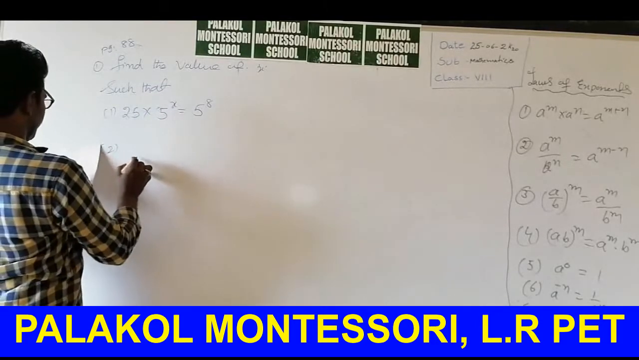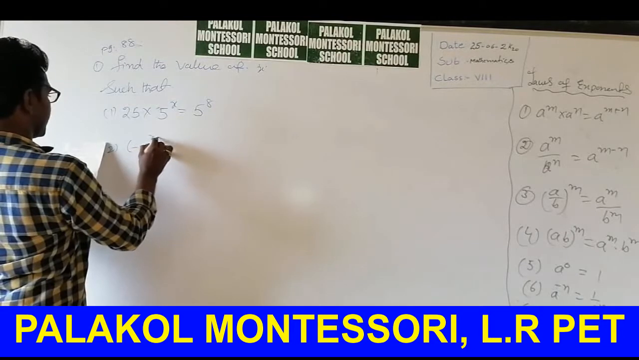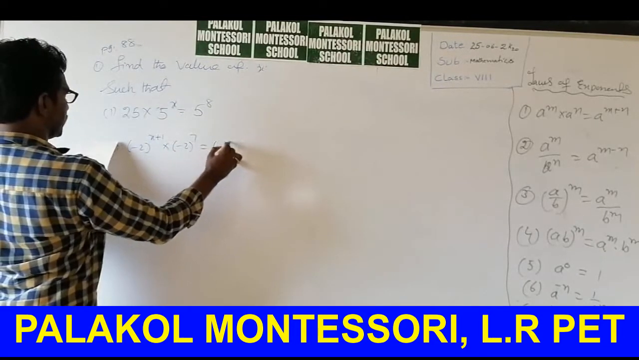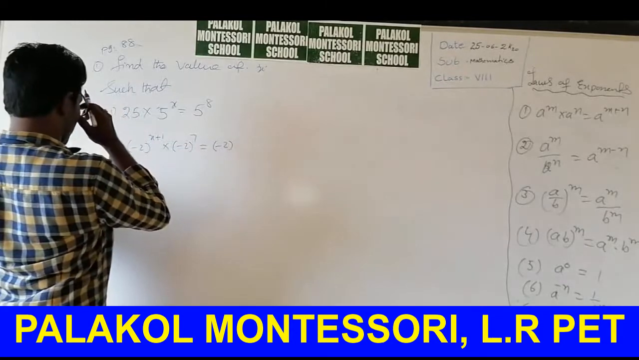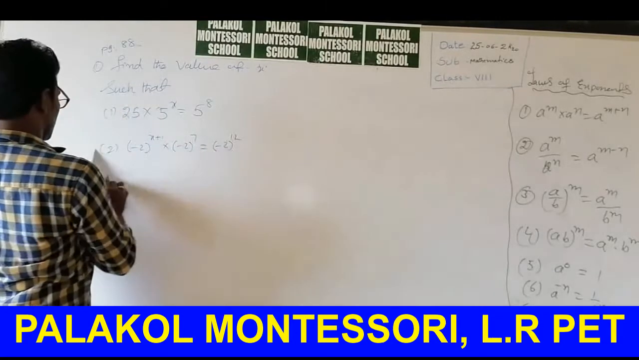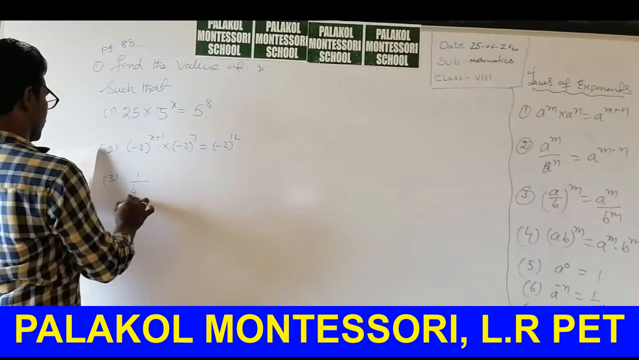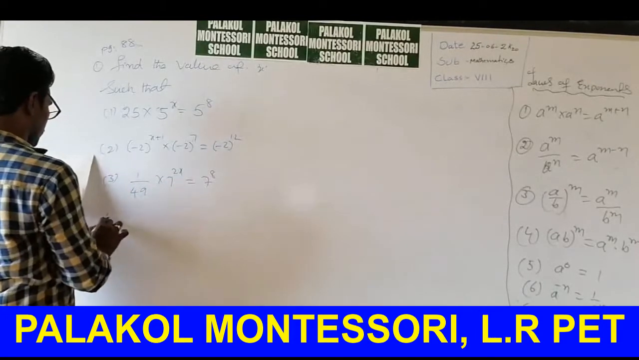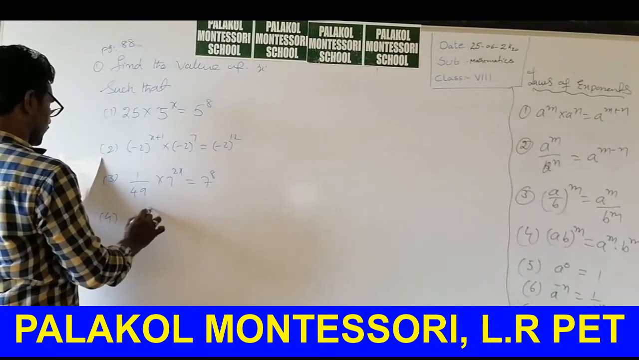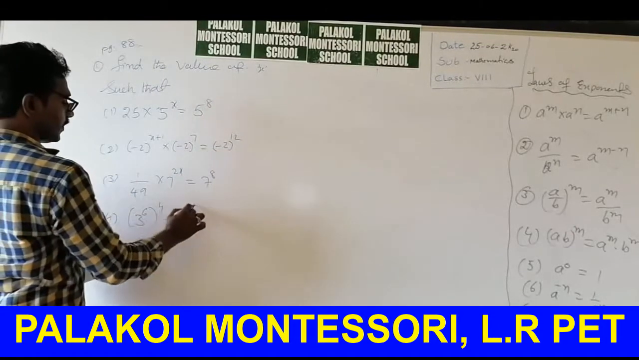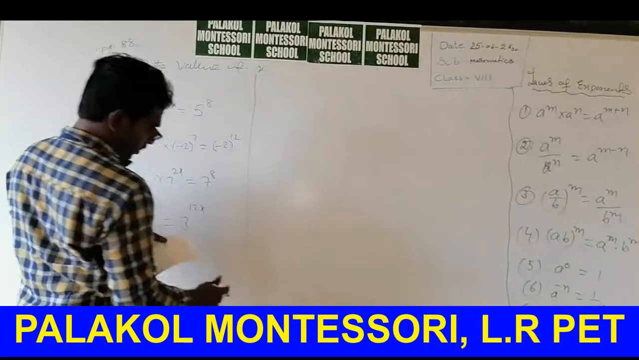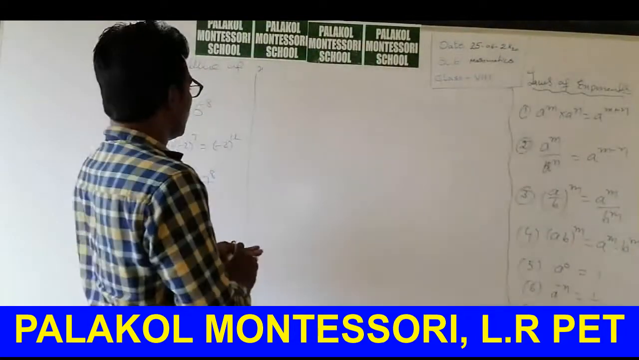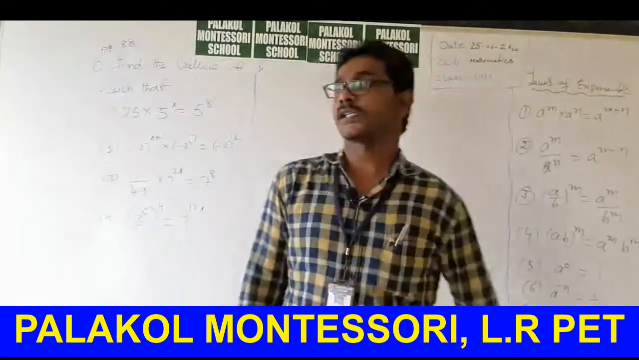The second one, (-2)^(x+1) times (-2)^7 is equal to (-2)^12. Third one, 1/49 times 7^(2x) is equal to 7^8. Fourth one, (3^6)^4 is equal to 3^(12x). Guys, these are all important questions. Now, one by one, let's solve them.